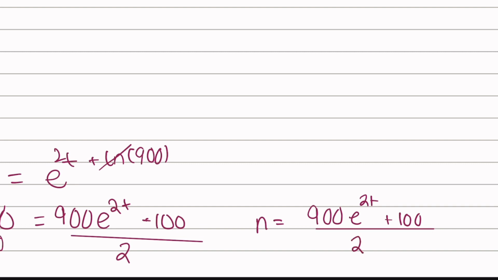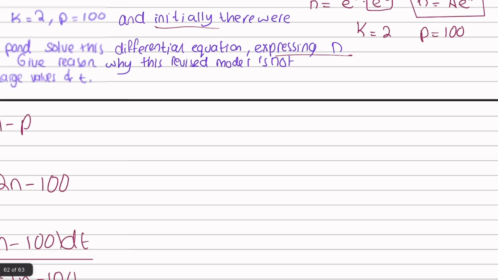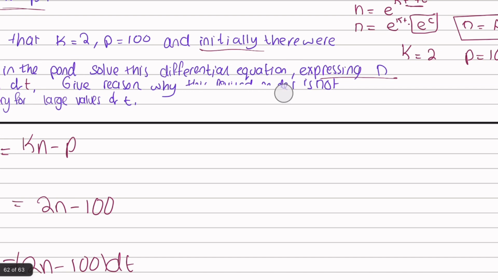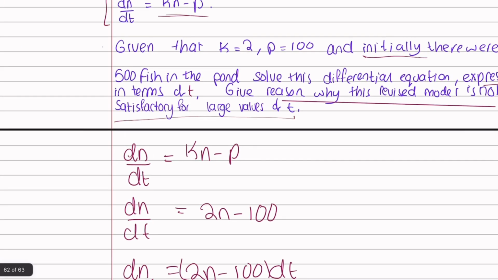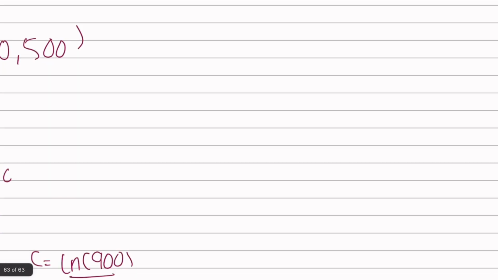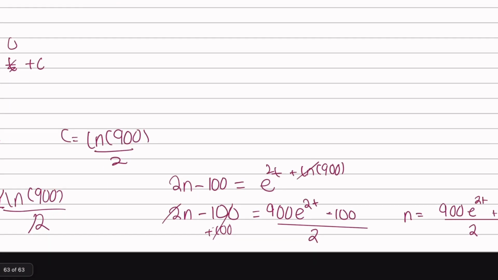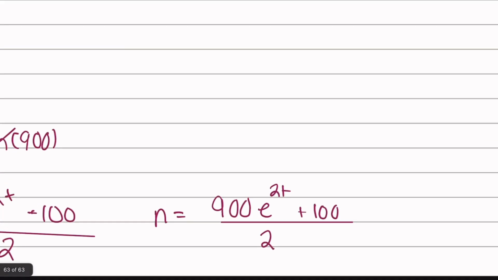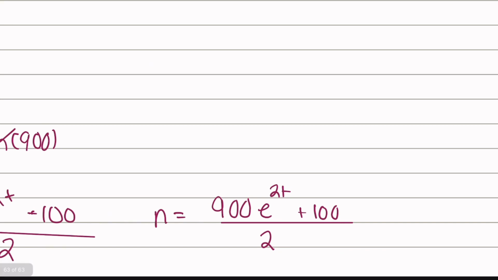Now then he talked about why this revised model is not satisfactory for large periods of time. So again, I'm going to show you what he said. He said, give reason why this revised model is not satisfactory for large periods of time, or large values of t. Large values of t means infinite time. Okay, this is what he means when he says large. He means infinity, at least approaching infinity. So instead of t, how about we substitute in infinity?